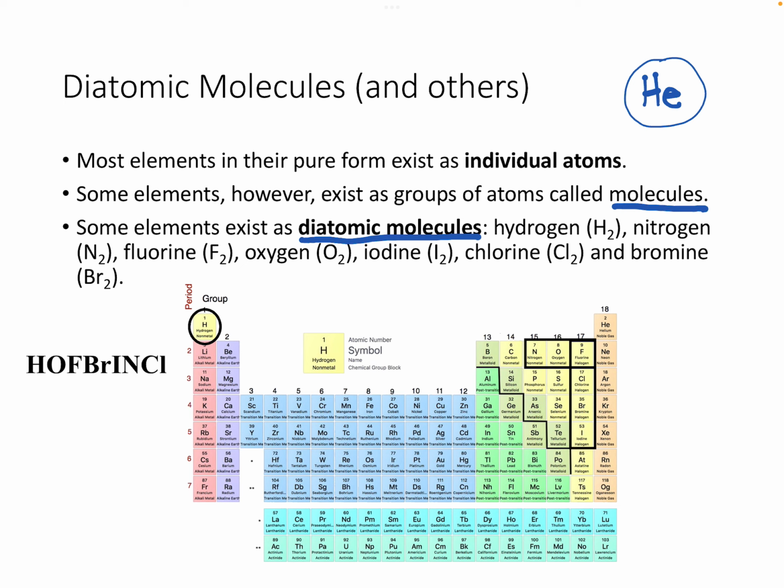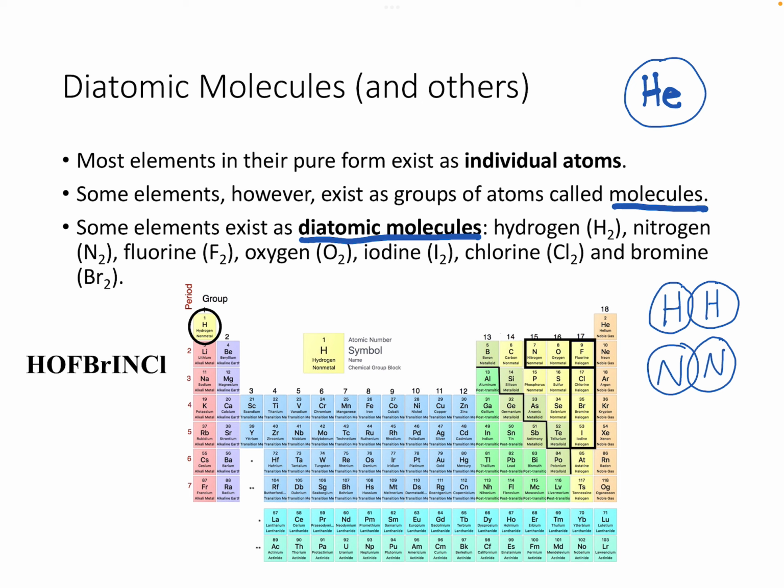bonded together. So for example, hydrogen does not like to be by itself, so it actually will pair up with another hydrogen atom. Nitrogen does the same thing. Nitrogen does not like to be alone, so it will pair up with a copy of itself. And this is true for oxygen, fluorine, chlorine, bromine, and iodine.